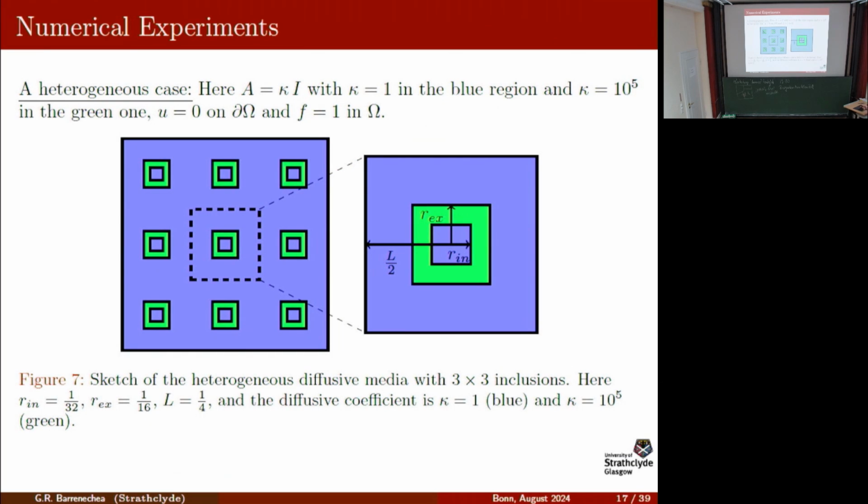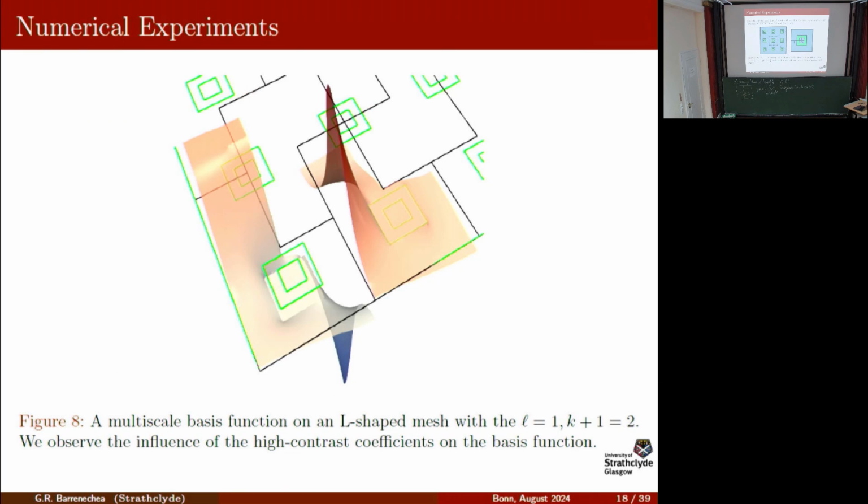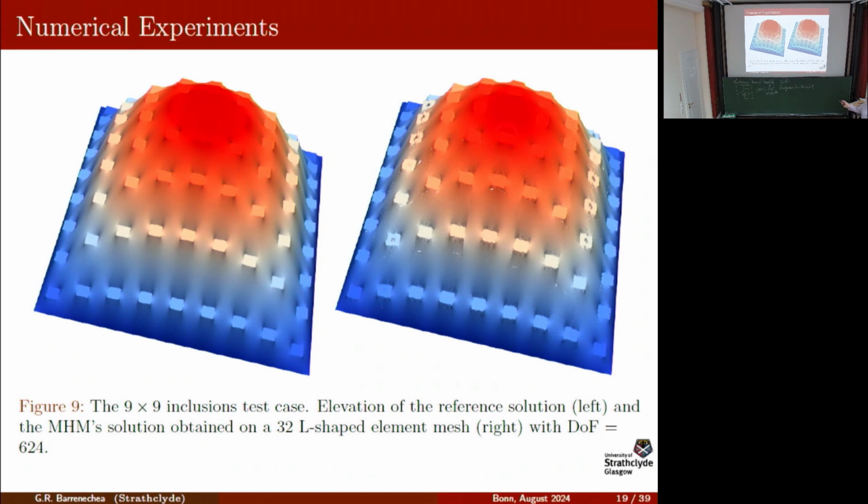And we also did a problem like this with inclusions, where it's not really multi-scale, but it's a really, really high contrast problem. So in the blue regions, the coefficient is 1, and in the green ones, it's 10 to the power 5. And this is a typical local basis function solution of that local problem, both the elements sharing that edge in there. And this is the reference solution for this problem with, I don't know, several million degrees of freedom.